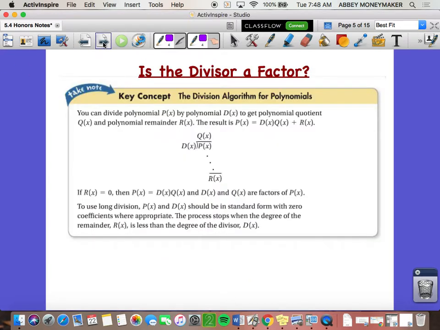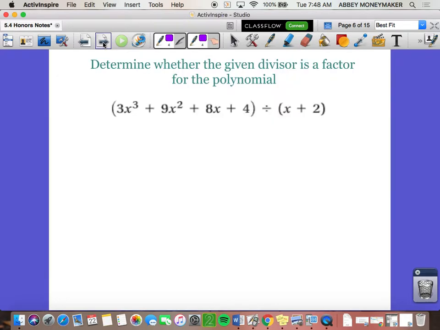All right, and that's what this slide right here talks about. Is the divisor a factor? We've talked about this. If your remainder is 0, then the divisor is a factor. So here we can do the same thing, determine when the given divisor is a factor for the polynomial. All we have to do is divide and see what happens. X plus 2 on the outside, and then I have 3x cubed plus 9x squared plus 8x plus 4.